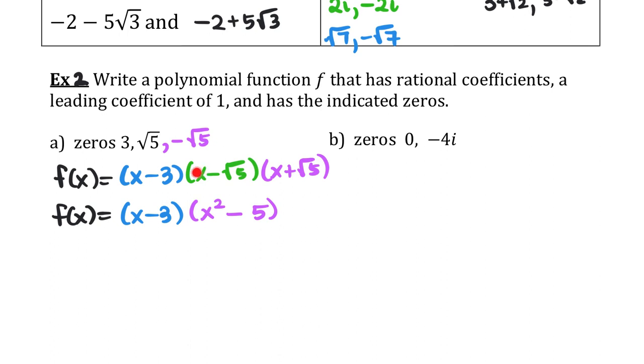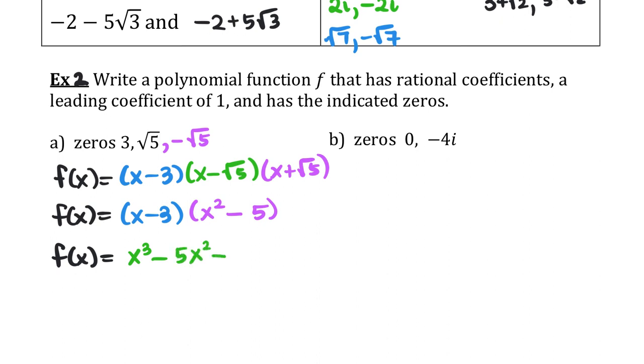The shortcut, it would have been x times x is x squared. Since this is a minus and a plus, I know the middle terms are going to cancel. And then negative root 5 times positive root 5 is negative square root of 25, which goes back to 5. Now I just have to distribute this part. So x times x squared, x cubed minus 5x squared.